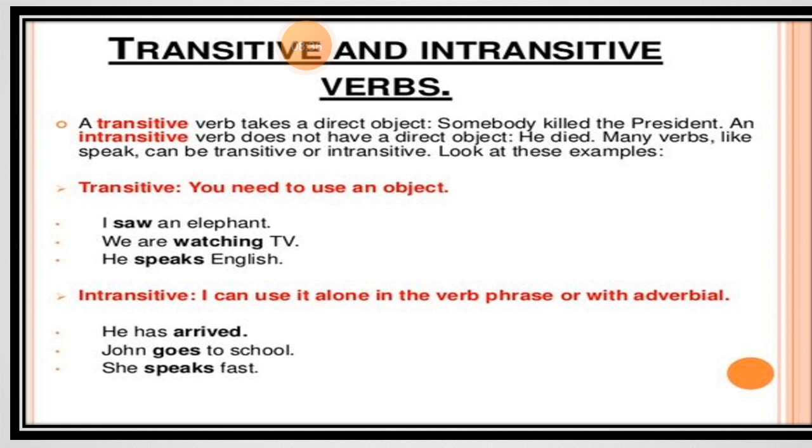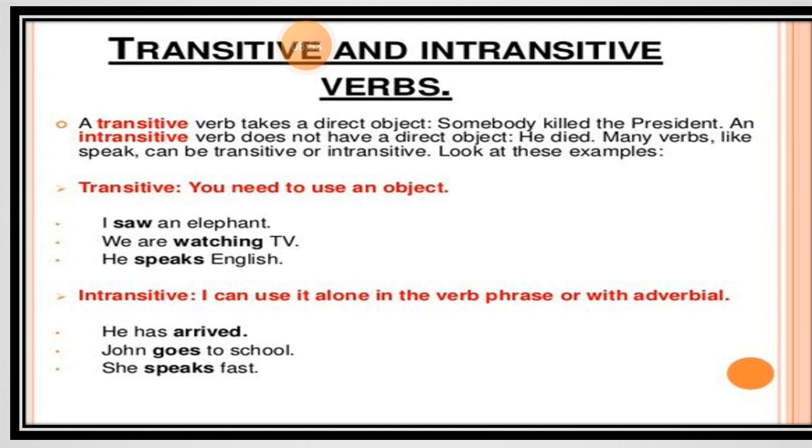I saw what? An elephant. We are watching TV. We are watching what? We are watching TV. He speaks what? He speaks English. So all these are followed by the direct objects. So these verbs, saw, watching, and speaks here, are transitive.